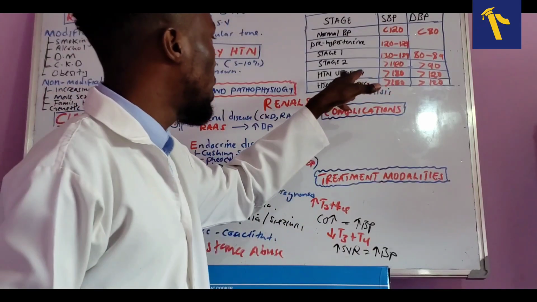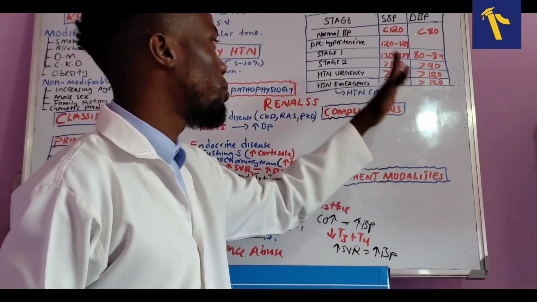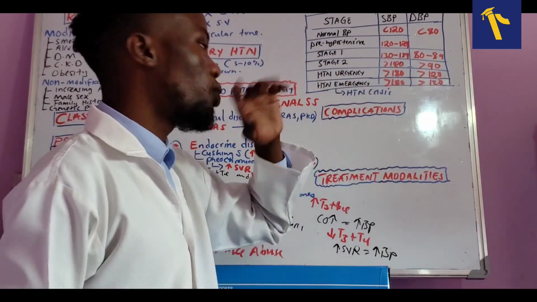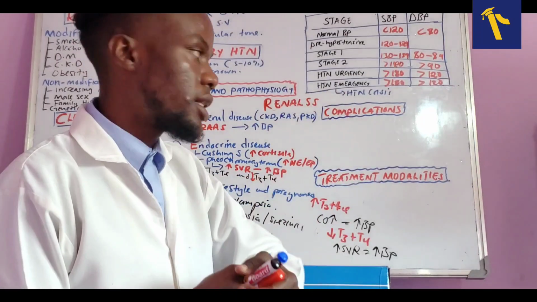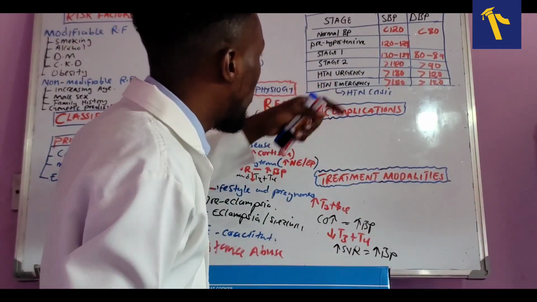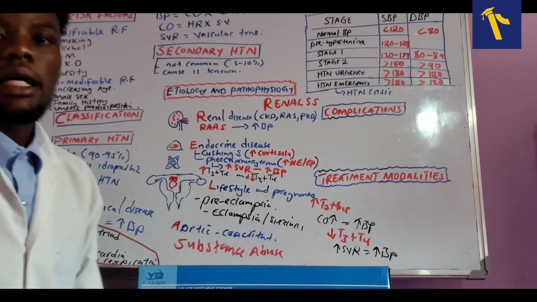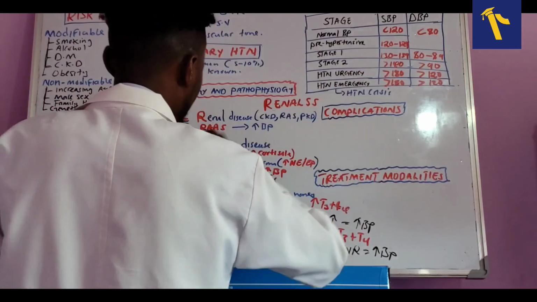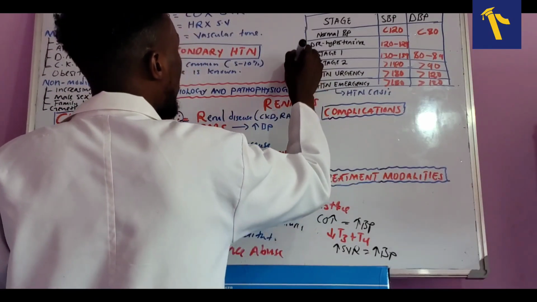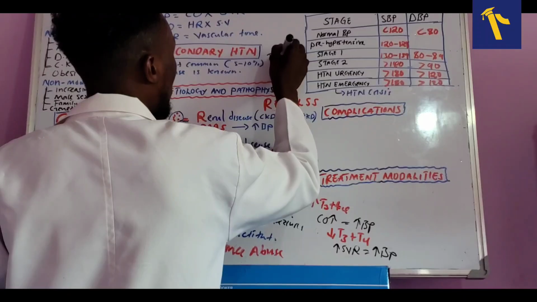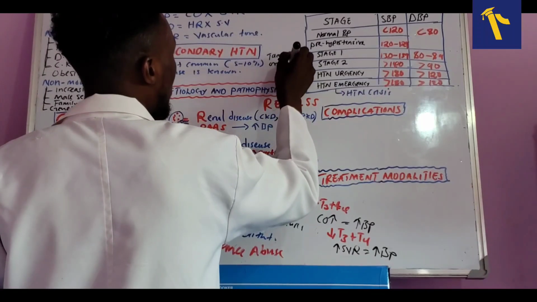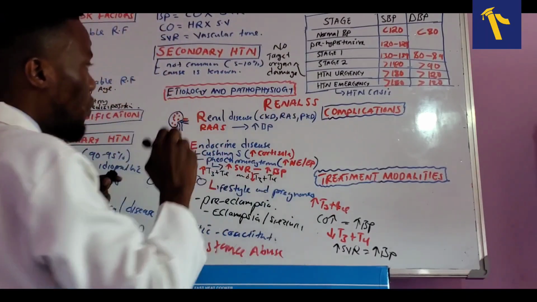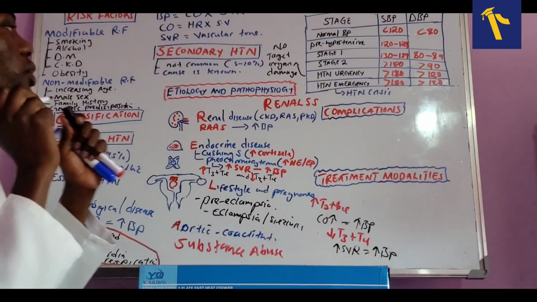Since they are both urgency and emergency, the systolic blood pressure should be greater than 180, and the diastolic blood pressure should be greater than 120. The same applies to emergency. Now the difference is this one. For hypertensive urgency, there is no target organ damage. Okay, so we are saying for urgency, you are not going to see target organ damage.